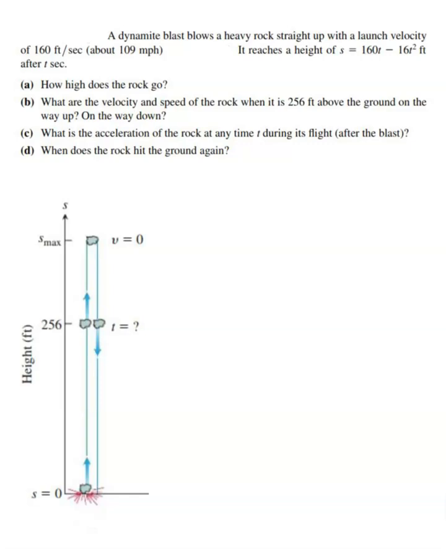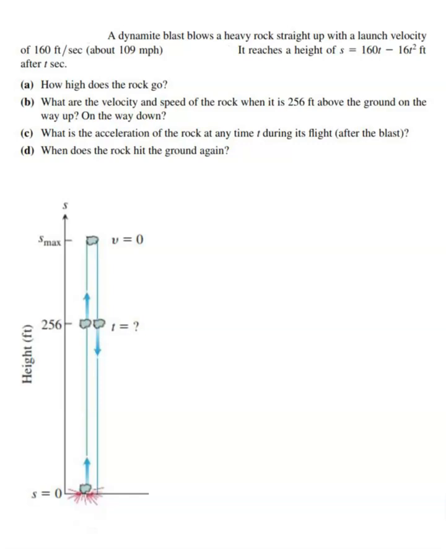So we have this rock that's blasted, and so it blows this rock straight up. So you can see the picture here. The rock goes straight up, and it goes up, and then it reaches a certain height, and then it falls back, right? Whatever goes up comes down. So we have that information here just as a drawing to capture the information.